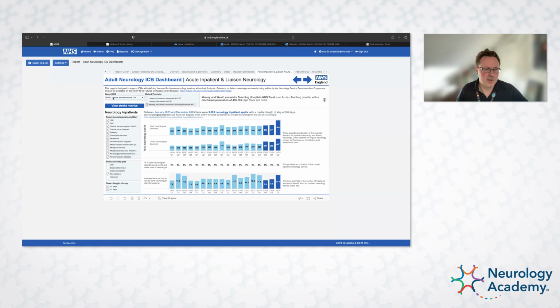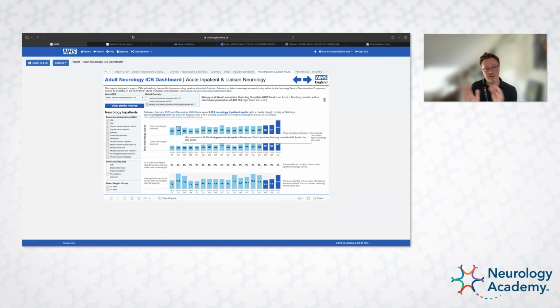Again, this is sticking with my ICB, but you can change that and all this data will refresh. This is looking at all neurological conditions. So this is by what's coded. And you can look at some detail about the metric, how we define those metrics and so on in some of the later tabs, which I'll show you. But this essentially shows over time. So each of these bars is a quarter. And this shows how many people are admitted with what we call core neurological disorders.